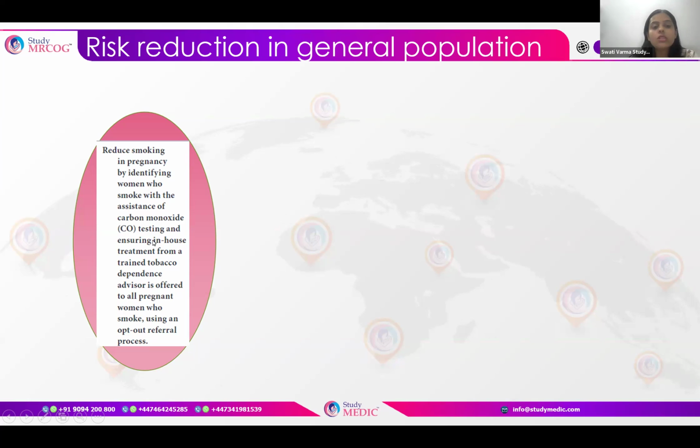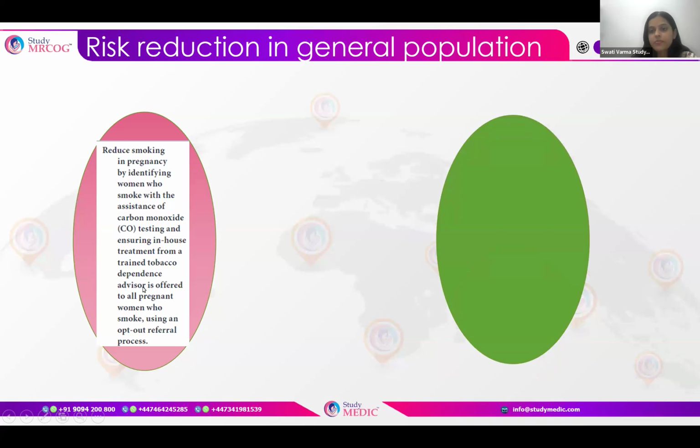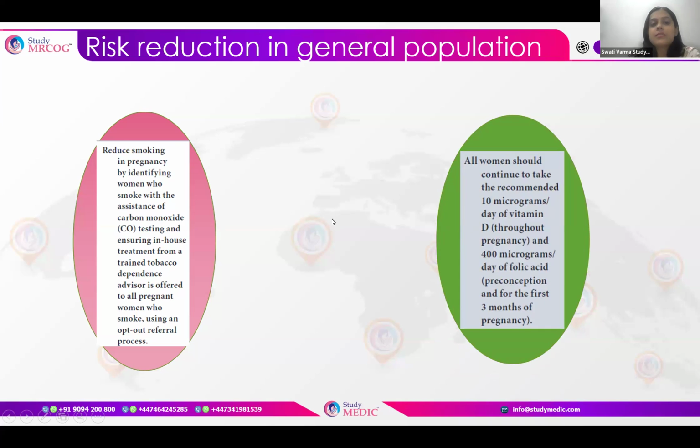So they use carbon monoxide testing to identify the women who smoke, and they provide in-house treatment to smokers in pregnancy from a trained tobacco dependence advisor. So this is offered to all smoking pregnant women, unless and until they opt out by themselves. Opt-out referral process is there, but otherwise they offer to all, just like HIV testing. So they offer to all smoking pregnant women carbon monoxide testing, and a trained tobacco dependence advisor helps them to stop smoking.